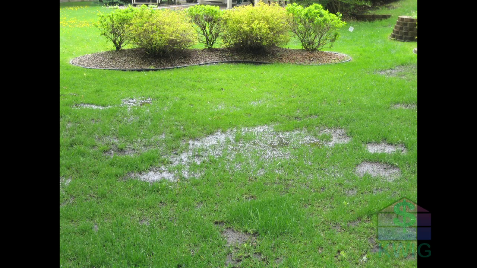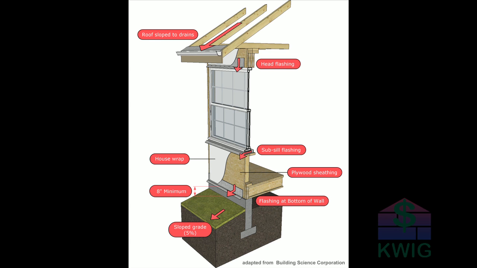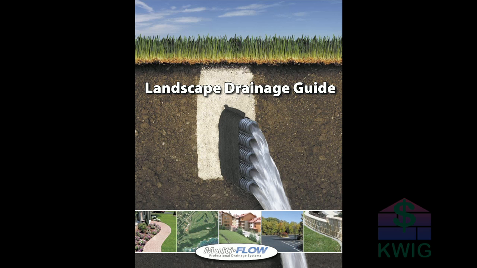If the lot is very flat, pooling water will often occur. Building codes require that the ground around a foundation slope away at a minimum of 6 inches in the first 10 feet, and another foot of drop over the next 100 feet. This is only a minimum. Obviously, more slope means less water near the home.